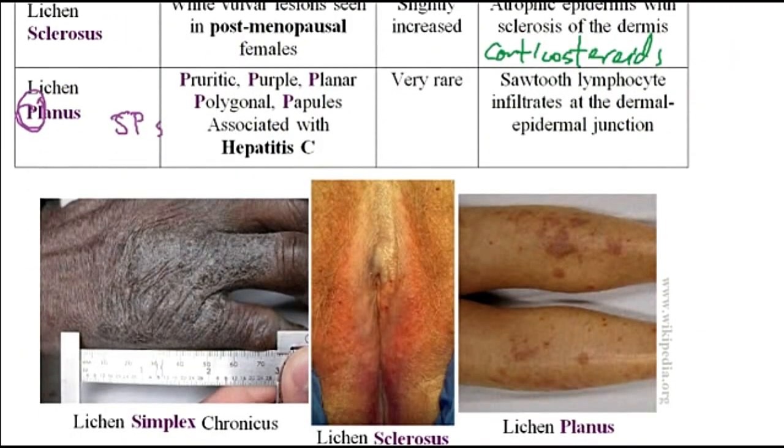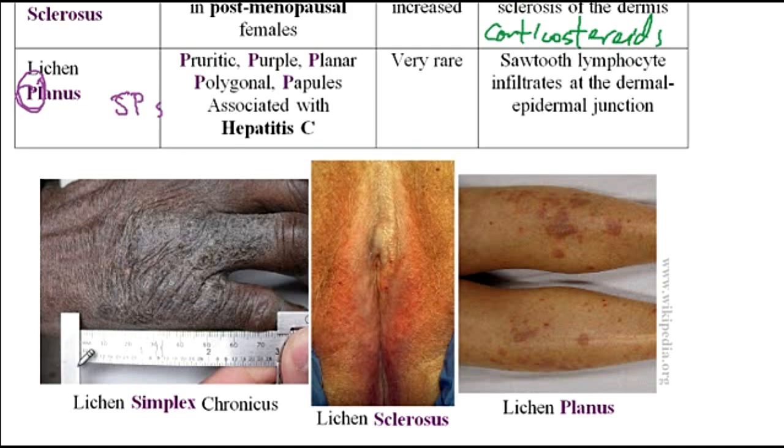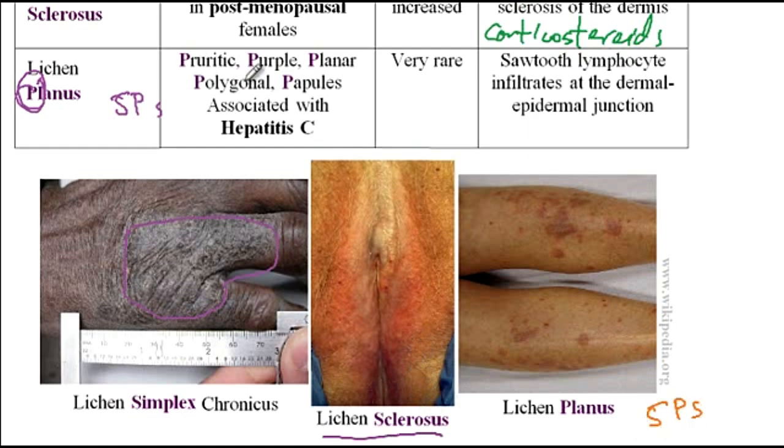And so these are examples of the forms of lichen that I told you about. So there is hyperkeratosis from excess scratching in lichen simplex. And then here we have lichen sclerosus, where there are white vulvar lesions that are seen in postmenopausal females. So that's very important. And then finally, we have lichen planus, which presents with 5 P's, which stands for pruritic, purple, planar, polygonal papules, an example of which is shown here.